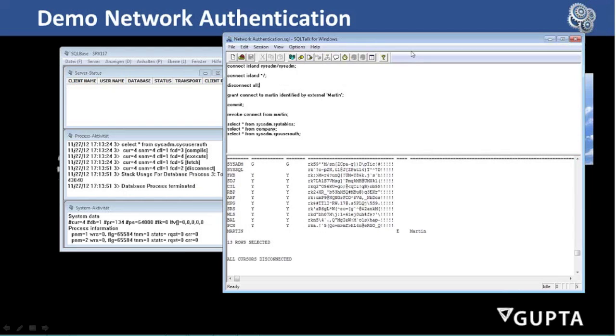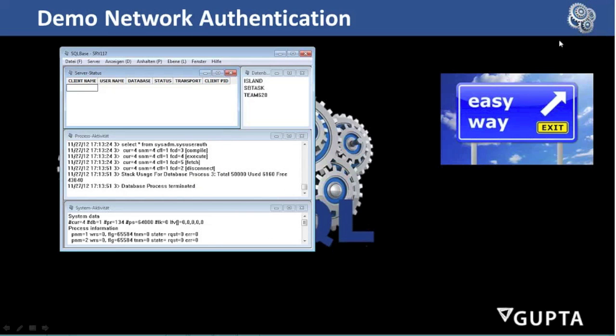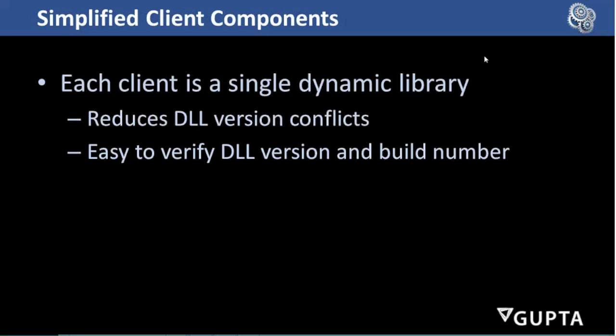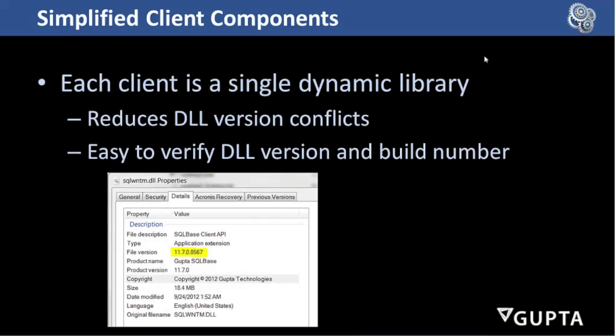Disconnected. Where's my cursor? Mouse. Back to the presentation. Simplified client components. Each client now is a single dynamic library. Before, for every driver we had a file, and then that file would call other files. So there were multiple dependencies, and now by making them all one single dynamic library, you get a reduced amount of DLL version conflicts. You can easily verify the DLL version and build number, and you will be sure that this is what it is. And this will not call anything else having a different version, for example.